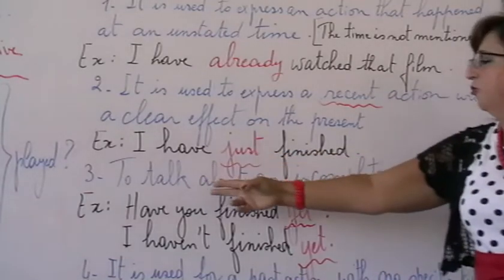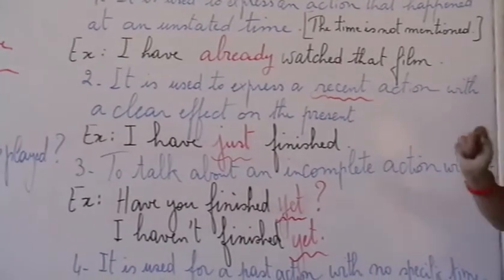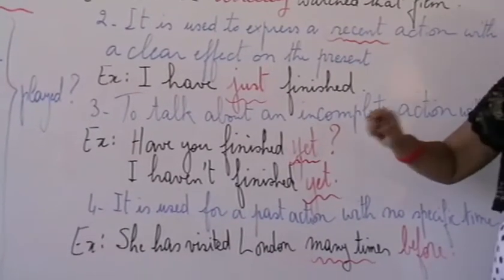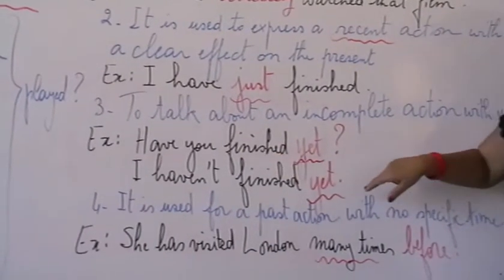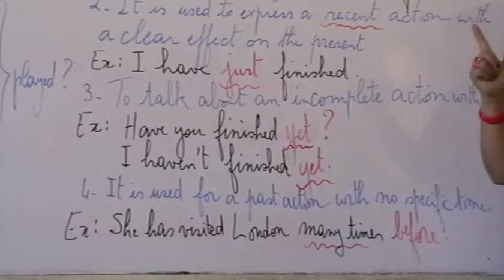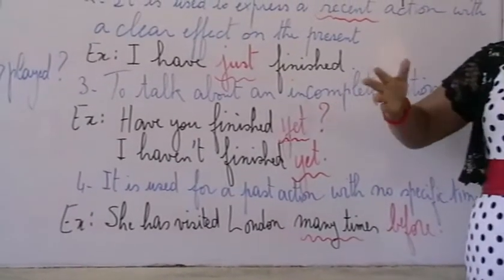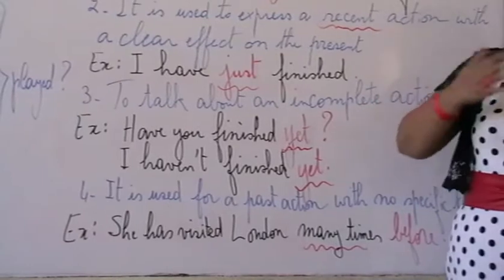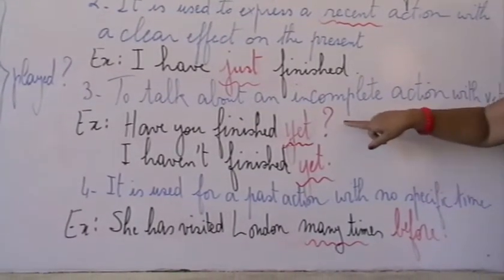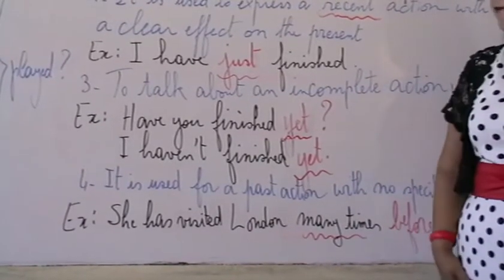Number three, to talk about an incomplete action with yet. So, I have an example here. Have you finished yet? The answer is, I haven't finished yet. Yet is only used with the negative and the interrogative. It's never used with the affirmative. So I cannot say, I have finished yet, it's wrong. I have already finished, but I haven't finished yet. So when I have the word yet, either interrogative or negative, we use the present perfect tense.